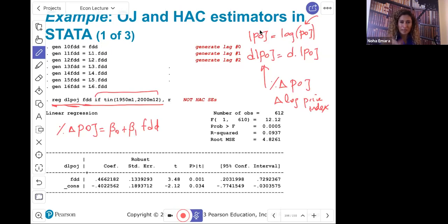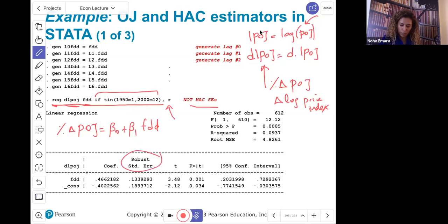If you actually delete the if command, you will get the same result because our data set already starts from the first month of 1950 up till the last month, which is December of 2000. Adding this r is robust. So this is not the heteroscedastic standard error. This is just a robust standard error, as you can see in the result.